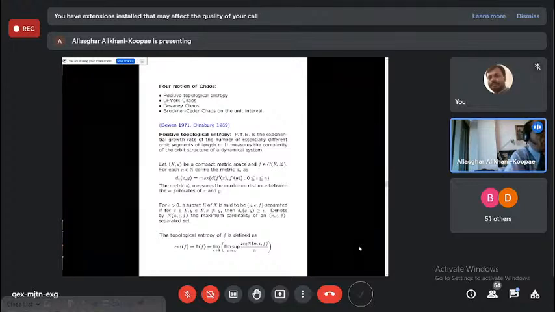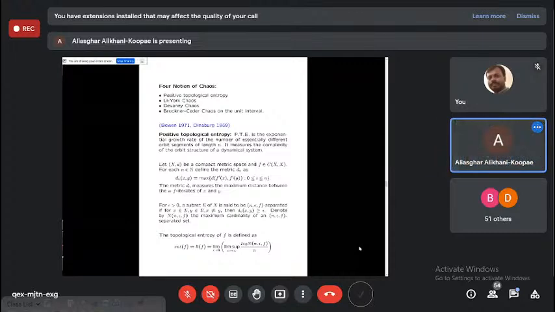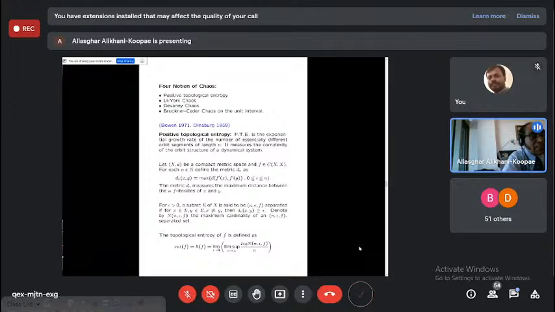One is positive topological entropy, then Li-Yorke chaos, Devaney chaos, and Bruckner-Seidel chaos on the unit interval. The positive topological entropy started with Bowen in 1971 and Dinaburg in 1969. It is the exponential growth rate of the number of essentially different orbit segments of length n. It measures the complexity of the orbit structure of a dynamical system.